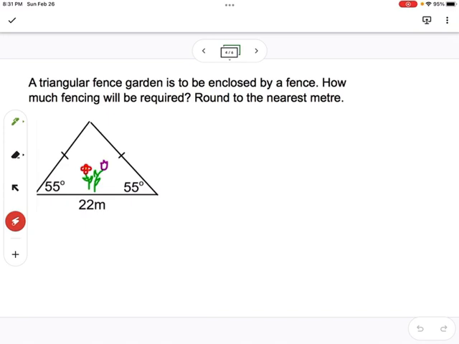So if we look at our diagram here, we have a triangle. We have two angles, they're both 55 degrees. We have one side being 22 meters. We have these tick marks that indicate those are going to be the same length. And we don't have this angle here, but what we do know is that the angles in our triangle need to add to 180. So we can figure out that angle by doing 180 minus 55 minus 55.